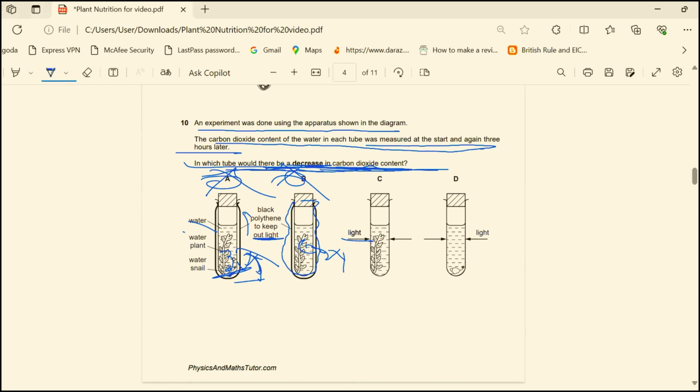While in C, as we can see, light is also provided, right? And here it is a plant. So it will take carbon dioxide for photosynthesis. Hence, carbon dioxide content will decrease, and hence C can be an answer. Now let's go on to D. In this, a snail is there, and it will only do respiration and will increase the content of carbon dioxide. Hence, D is not the answer. C will be the answer.